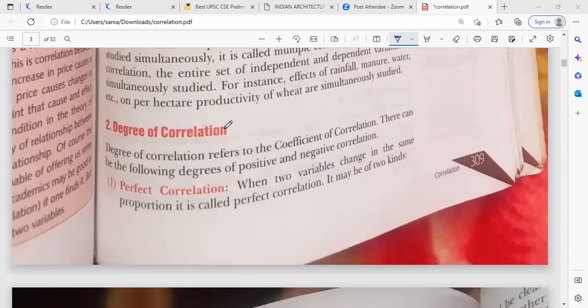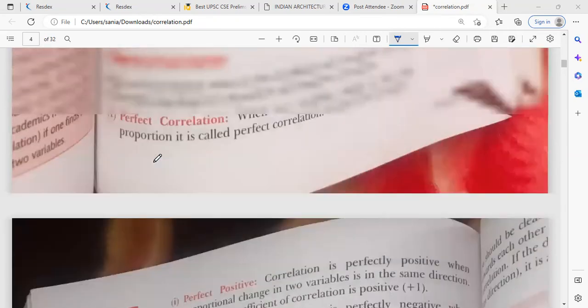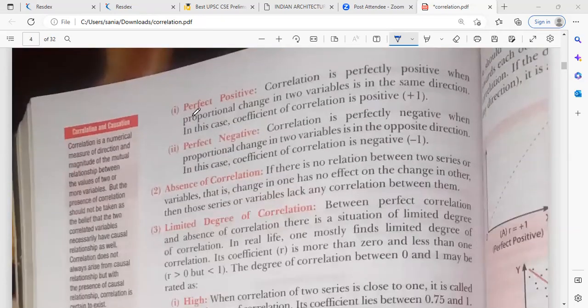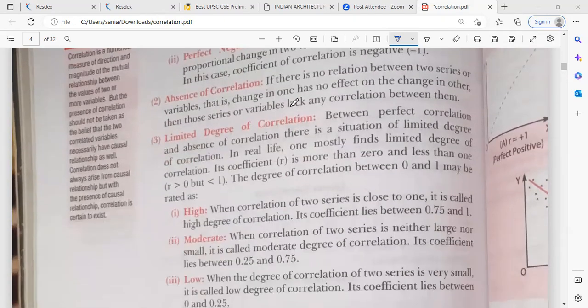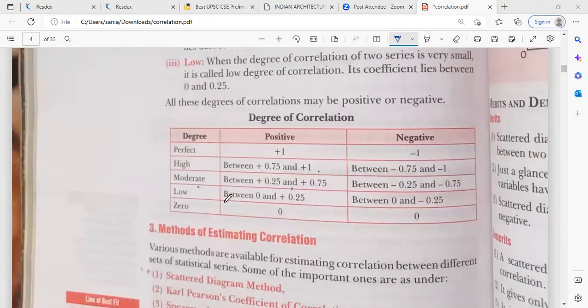Then this is very important: degree of correlation, right? It can be perfect correlation, where the two variables are changing in the same proportion. Perfect positive, where both are positive. Perfect negative, that is minus. Or there can be no correlation. This is the degree which you need to keep in mind. So this is the degree of correlation.